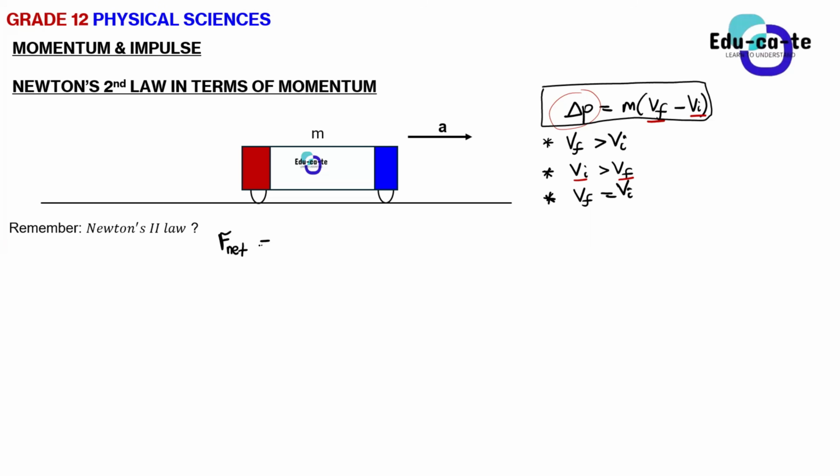It means the net force exerted on an object will be directly proportional to the acceleration of the object, and inversely proportional to the mass. You know that, right? So now you need to remember, guys, what is acceleration from your grade 10? How do you define acceleration?